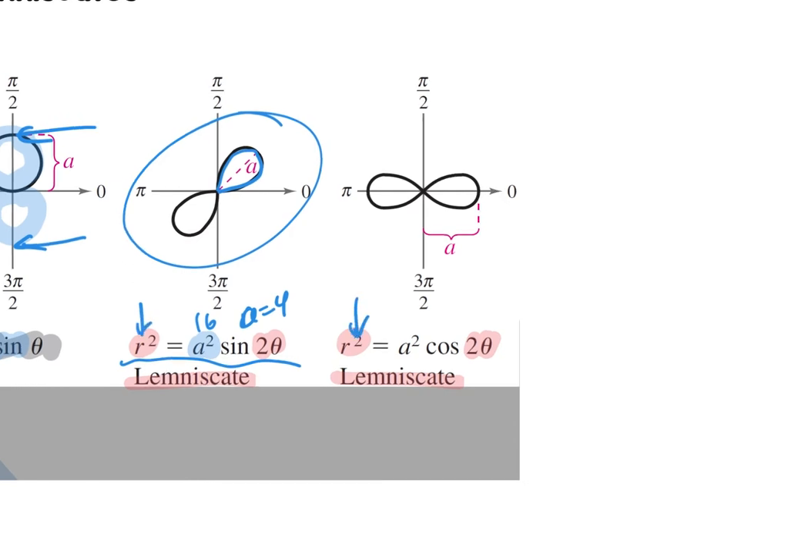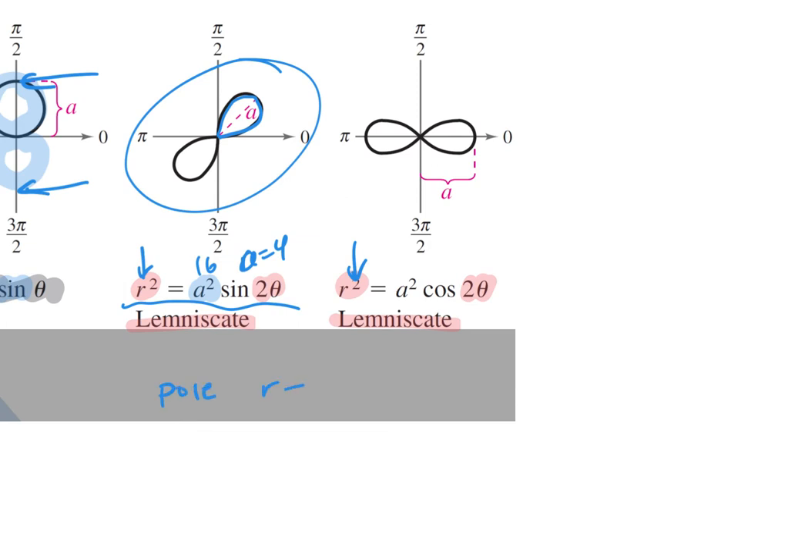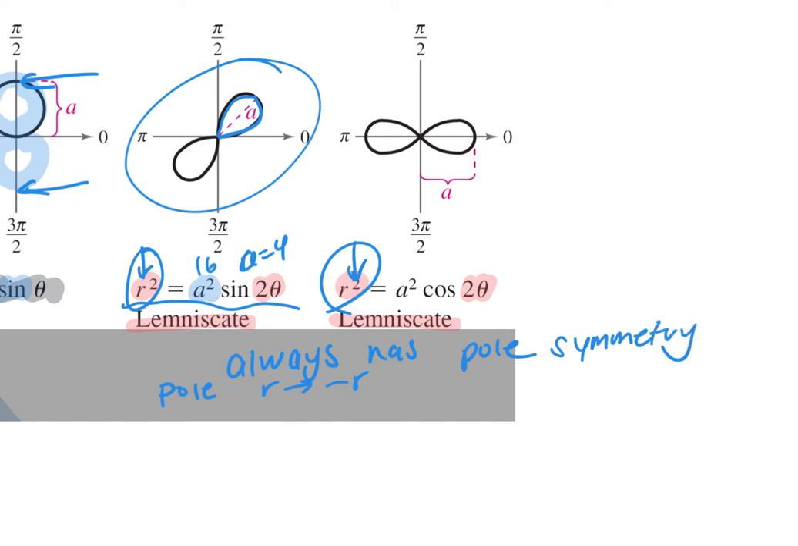If it's squared, because the test for pole is to replace R with negative R, it's always going to have pole symmetry, which means whatever's happening in the top right is always going to be happening in the bottom left. So my infinity symbol will either be top right, bottom left, or top left, bottom right. And this still has symmetry to the pole, even though it also has symmetry to the polar axis and the pi over 2 line. It also still has symmetry to the pole, because again, it's r squared. So if you plug in a negative r, it's always going to go back to the original.